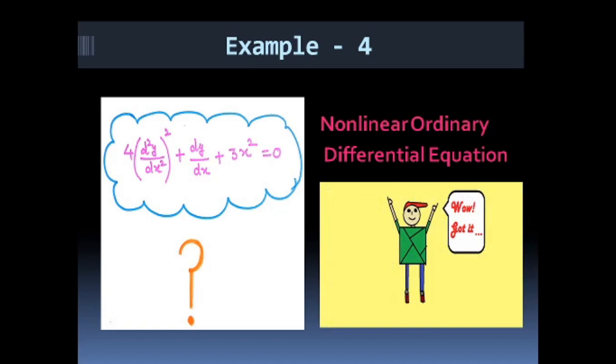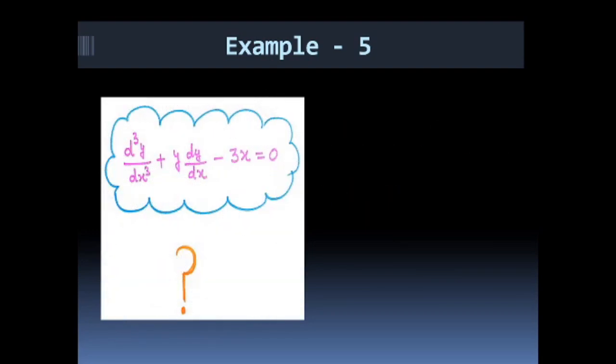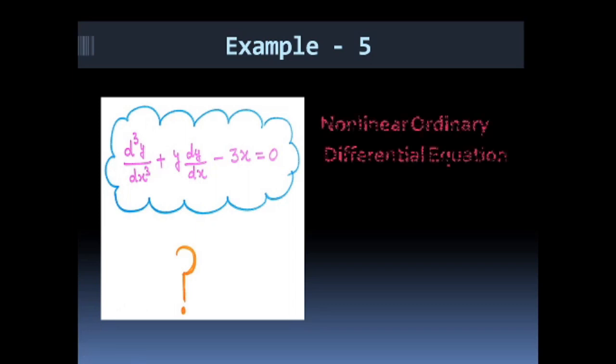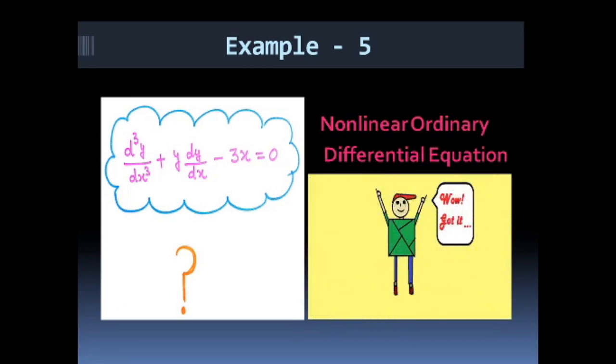Fine. Now we'll come to next example. In this example, see what is the problem? Degree of y, dependent variable, y is 1, derivative is 1, but y is multiplied with its derivatives. It means that second condition of linearity is not satisfied. It means this is a non-linear ordinary differential equation.